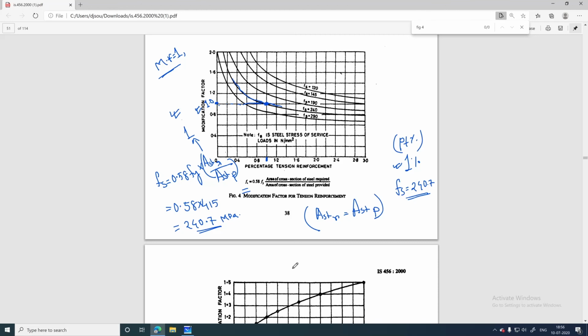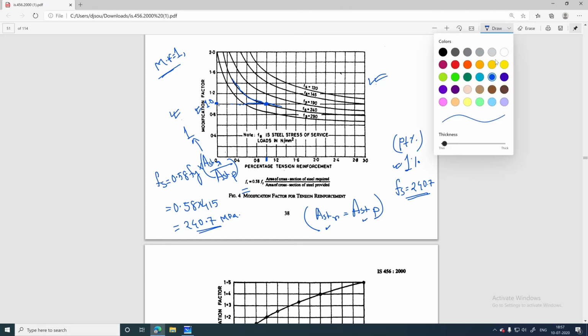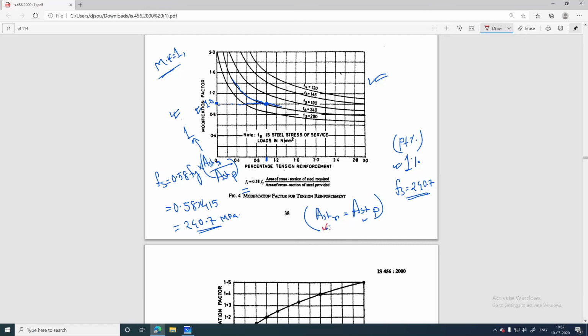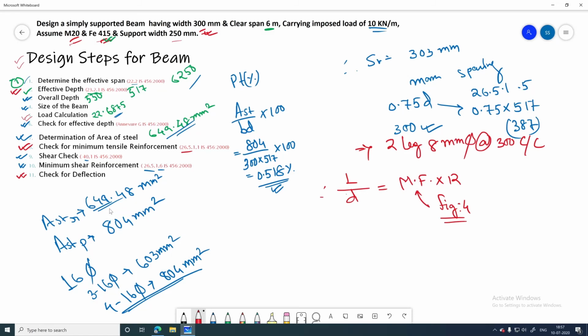So from this diagram, from this figure, we have determined the value of Fs, right? Now here you can see we considered Ast required equals Ast provided initially, right? But now I have the value of Ast required as well as Ast provided. Now what is the value of Ast required? The Ast required is 649.48 and Ast provided is 804.